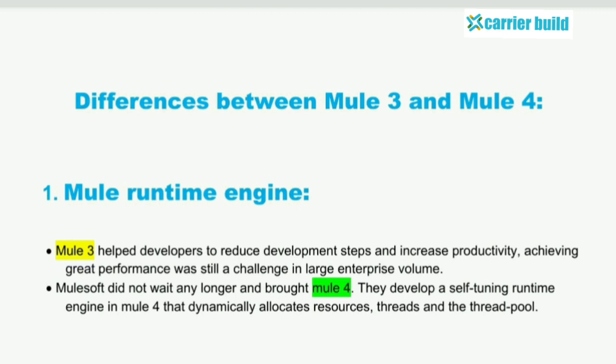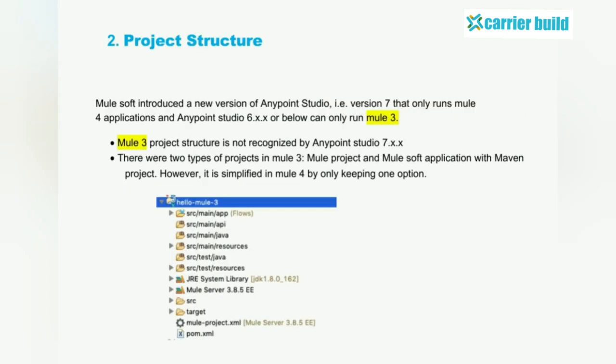Project structure. MuleSoft introduced a new version of Anypoint Studio, version 7, that only runs Mule 4 applications, and Anypoint Studio 6.x can only run Mule 3. Mule 3 project structure is not recognized by Anypoint Studio 7.x. There were two types of projects in Mule 3, Mule project and Mule application with Maven project. However, it is simplified in Mule 4 by only keeping one option.